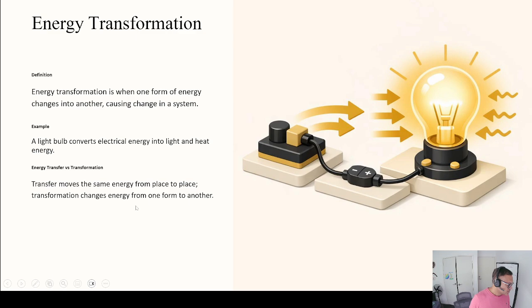So transfer moves the same energy from place to place, as in the case of egg frying. And transformation changes energy from one form to another. Cool. Let's see some more transformations.